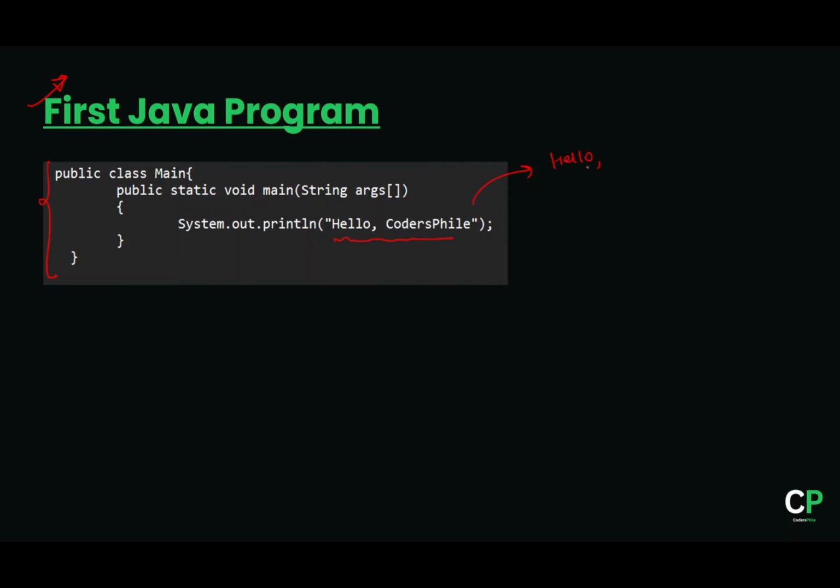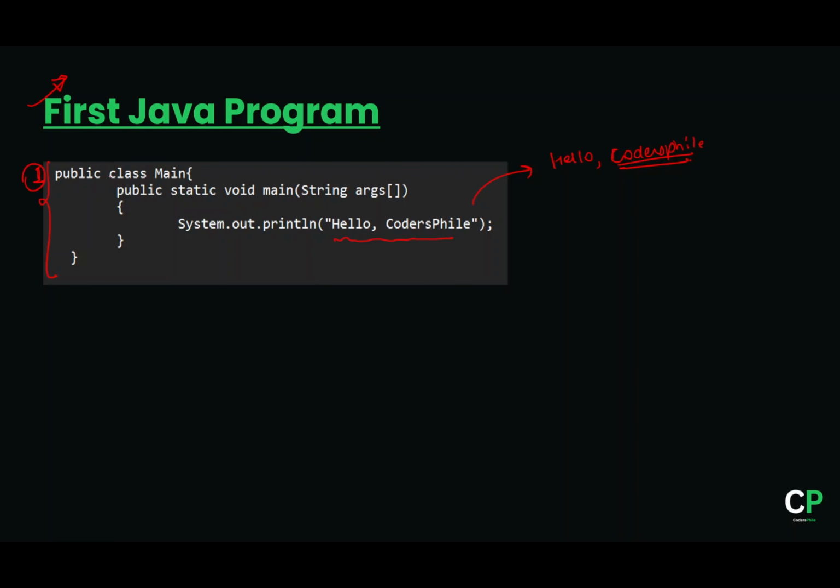What it will do is simply print "hello coders" on our console. So before writing it, let's understand it deeply step by step. Let's start with the very basics, line by line.